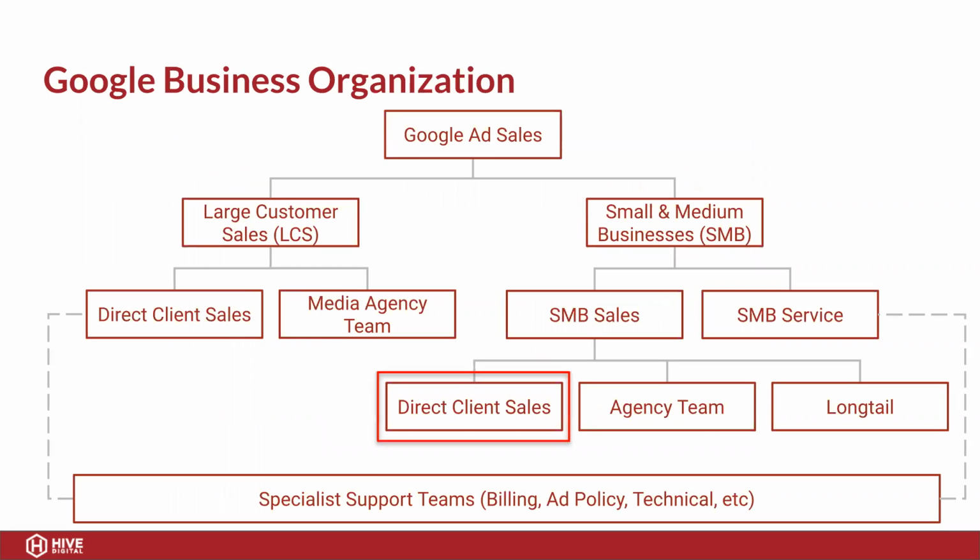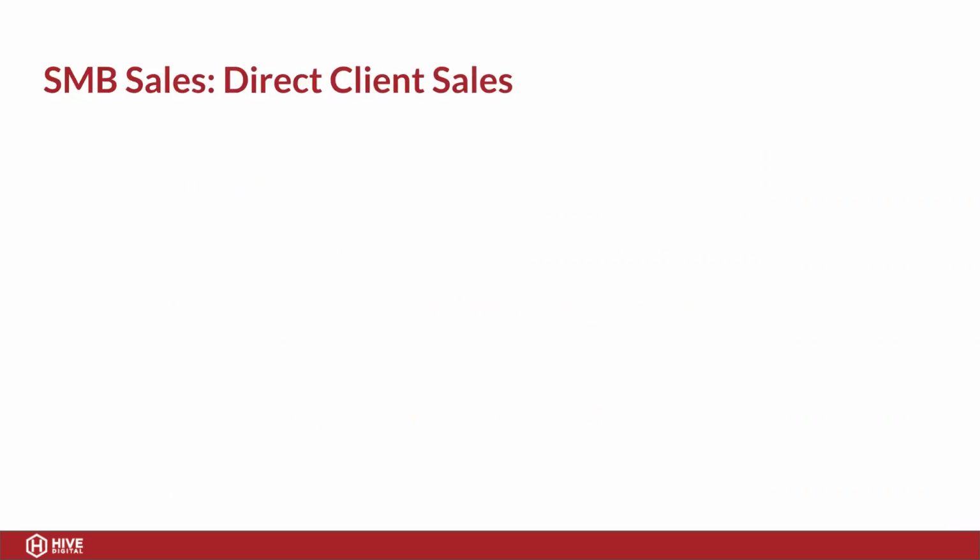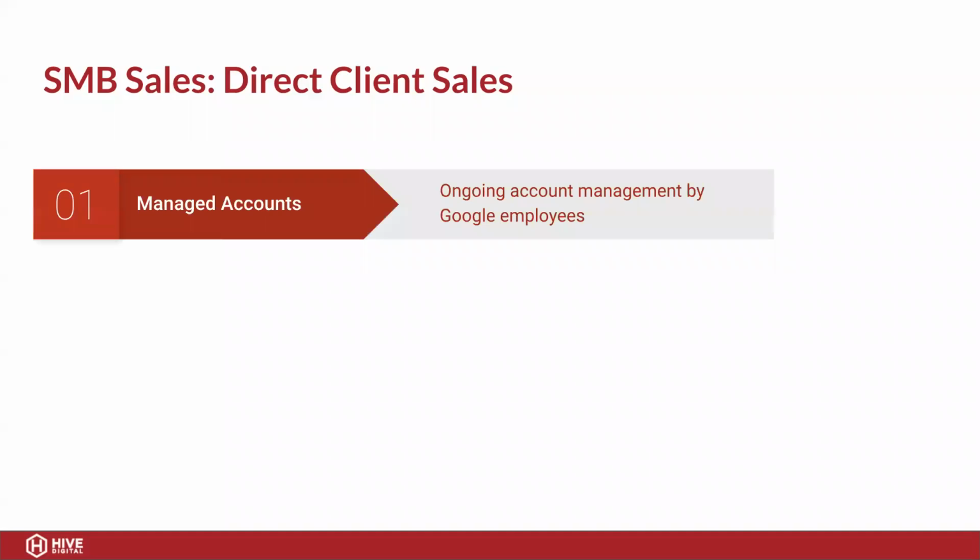So next off, we're going to talk about direct client sales. This team is basically for advertisers who are spending at least a few tens of thousands of dollars a quarter. There are basically 3 tiers to this direct client sales. One is managed accounts. If you are an independent advertiser who is not part of an agency, but you're spending, say, $500,000 a year, $1 million a year, you are going to get assigned to a pod where you're going to get ongoing account management by Google employees.